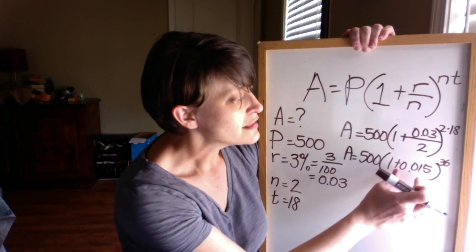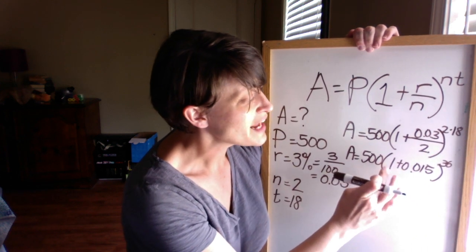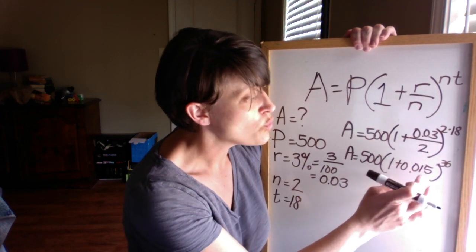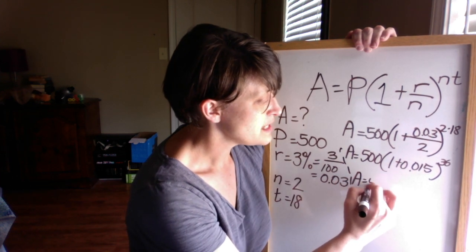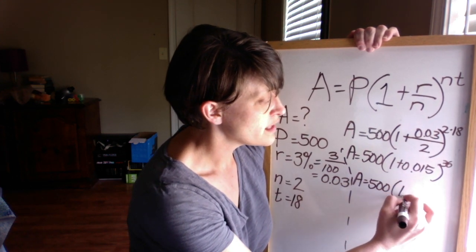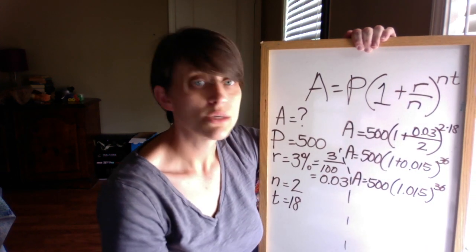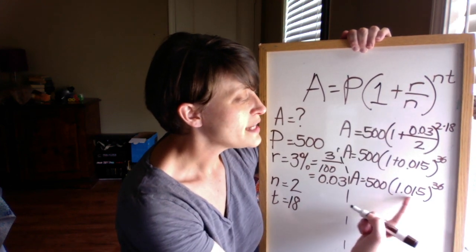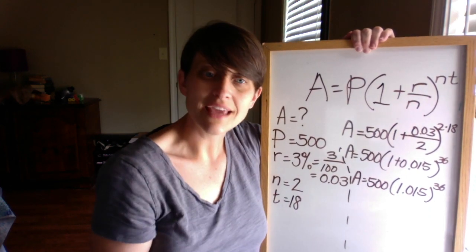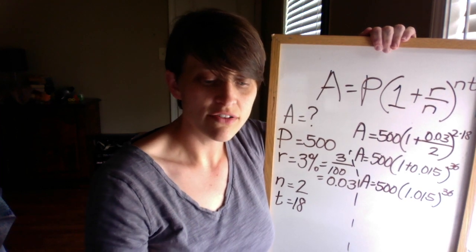Okay, now let's work on the parentheses. Our order of operations says to do this first. If we want to add 1 to 0.015, that's just going to be 1.015. So we've got the parentheses done. Okay, if we want to raise this to the 36, that's where the calculator comes in. So I'm going to do 1.015.